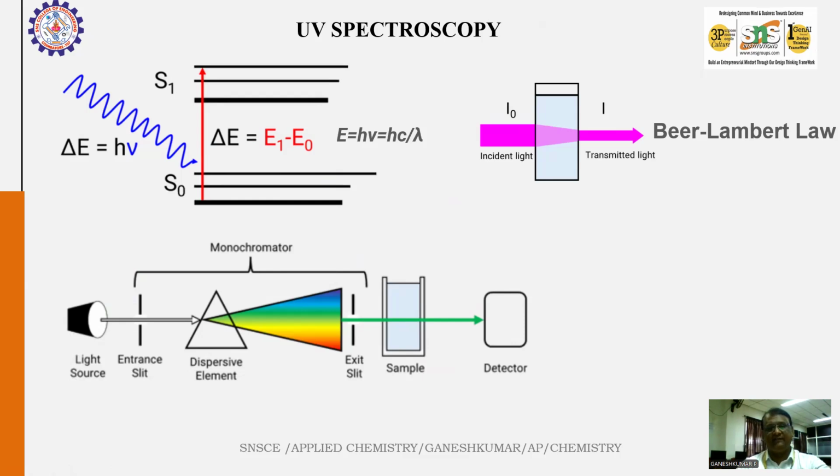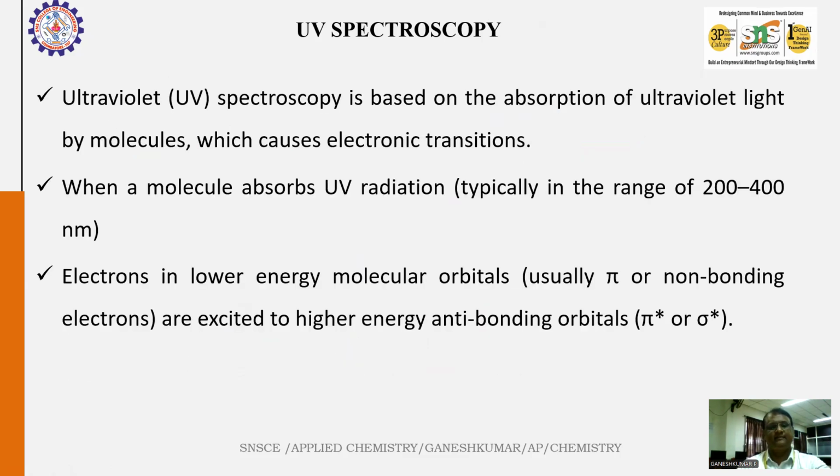And based on this energy difference, we can analyze the things. I explained this together, but let us go through some of the important points here. Ultraviolet spectroscopy is based on absorption of ultraviolet light. We saw that it is based on Beer-Lambert's law. When a molecule absorbs ultraviolet radiation between 200 to 400 nanometers, this happens.